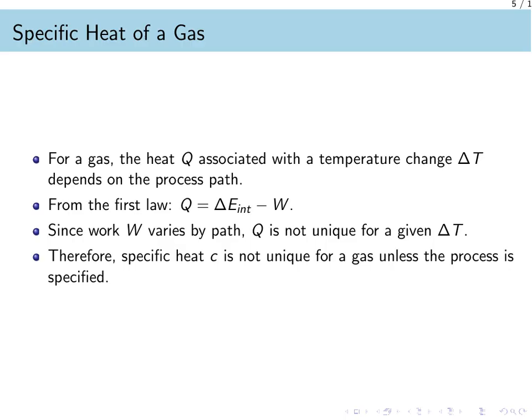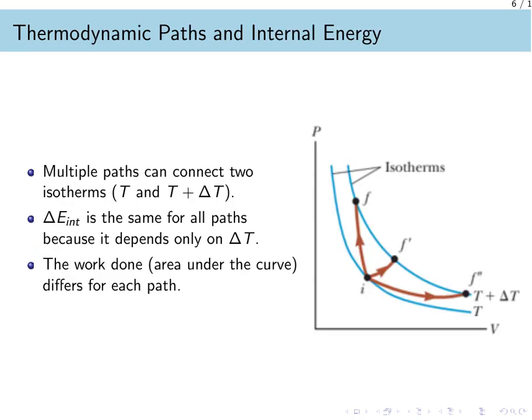According to the first law of thermodynamics, heat equals the change in internal energy minus the work done on the gas. Because the work done varies depending on the path taken between two temperatures, the heat required is not unique for a given temperature change. Consequently, the specific heat of a gas is not a single, unique value unless we specify the exact thermodynamic process being used. This diagram shows two isotherms, which are curves representing constant temperatures, T and T plus delta T.